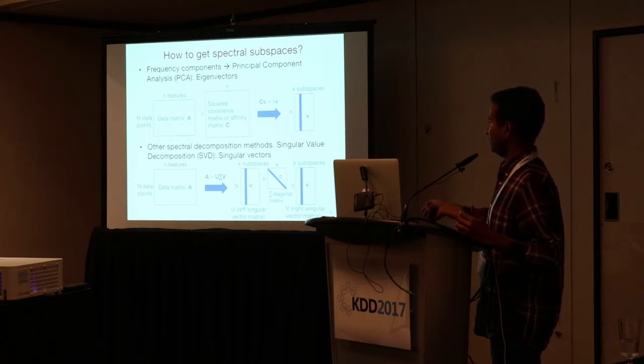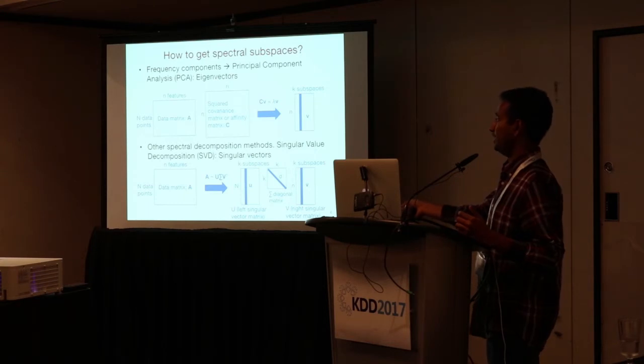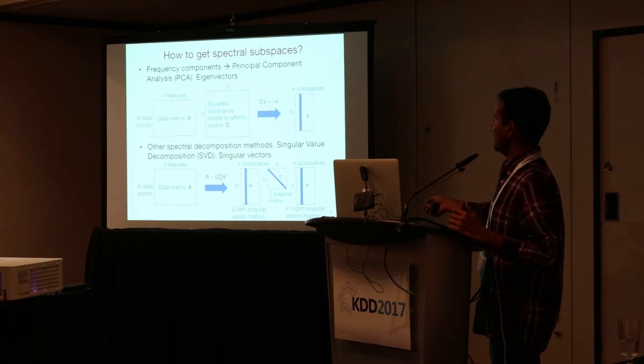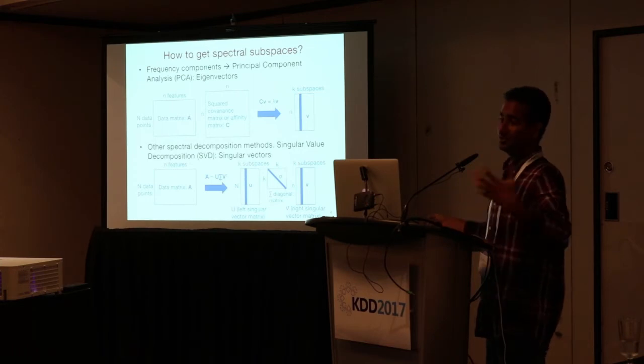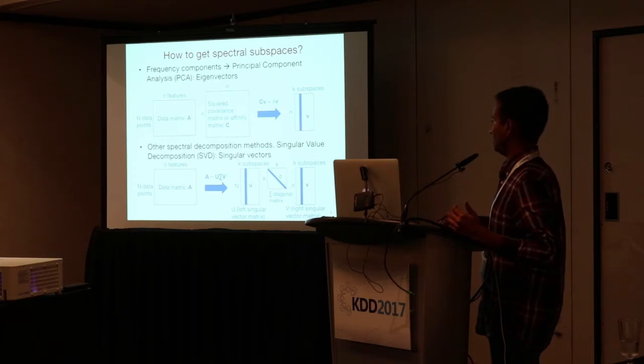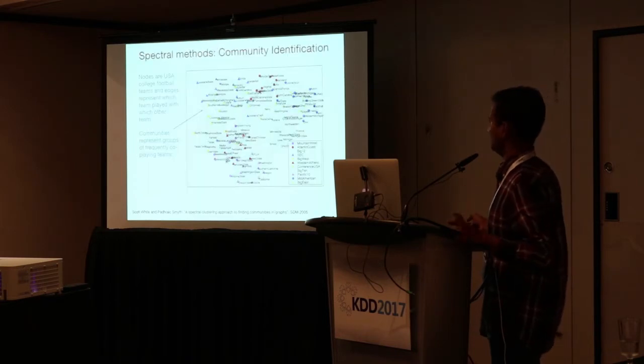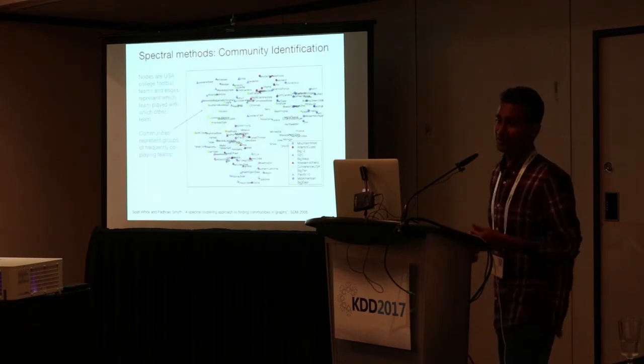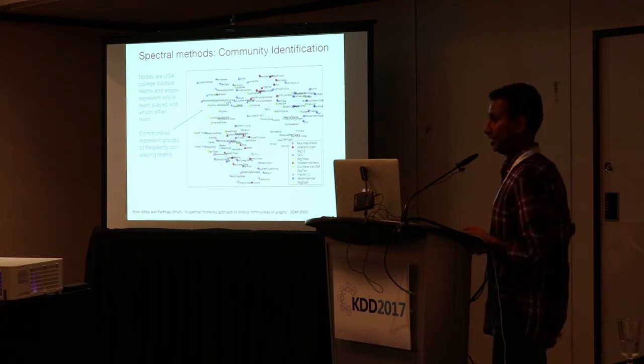So this is n-dimensional. If this has n users, and each of these users has some features, you still have n users, but now each of these users, based on their left singular vectors, is represented as k-dimensional features, and for the right singular vectors, you get the same thing. So there are lots of different advantages and use cases of singular value decomposition.